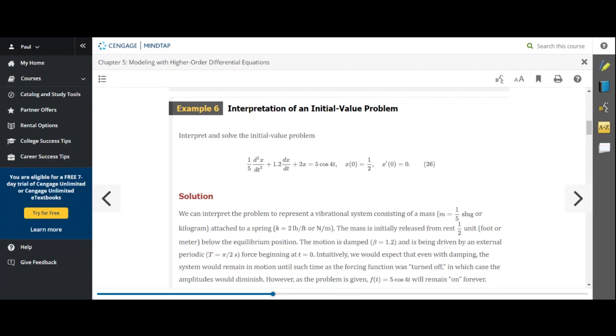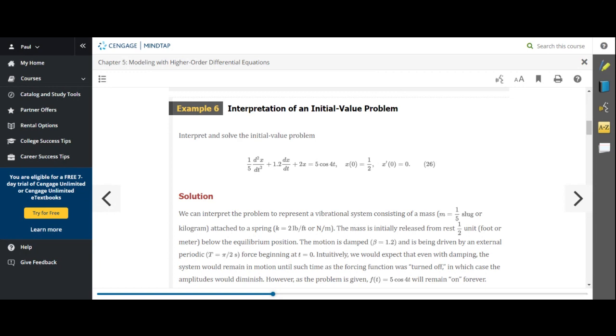So in the solution, it says you can interpret the problem as a vibrational system, a mass spring system consisting of a mass which is 1/5 slug or kilogram attached to a spring where k equals 2 pounds per foot or newtons per meter. And then the mass is initially released from rest 1/2 unit below the equilibrium position because x of 0 equals 1/2, and x prime of 0 equals 0.